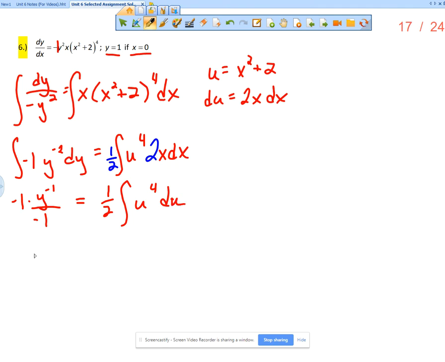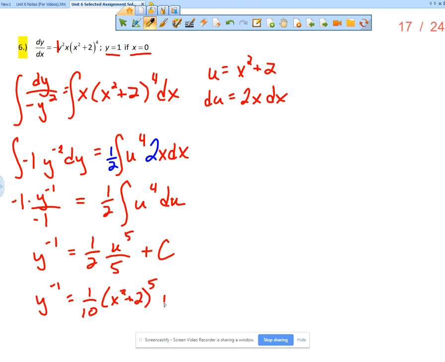So then on the left side, I can reduce the negatives. I have y to the negative first equals 1/2. What is the integral of u to the fourth? That would be u to the fifth over 5, and then, of course, plus c. So now, one important thing to remember here is I have to put x squared plus 2 back in for u. And so I have y to the negative first equals 1/10 times x squared plus 2 to the fifth plus c. So now I can use that when y is 1, x is 0.